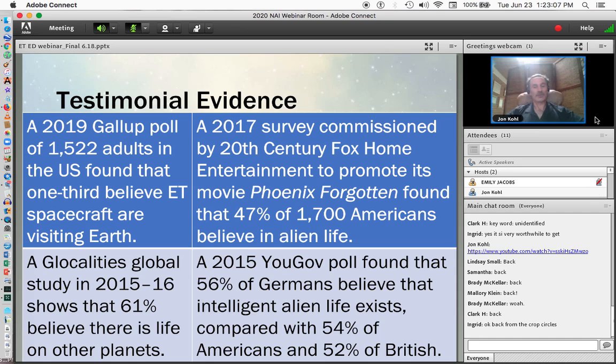Of course, that depends on the question and the survey and the population being surveyed. But the point you take away from this is it's not a fringe belief. This is a large belief, and it also is similar to the percentage of people who believe in God. Of course, those aren't mutually exclusive by any means.